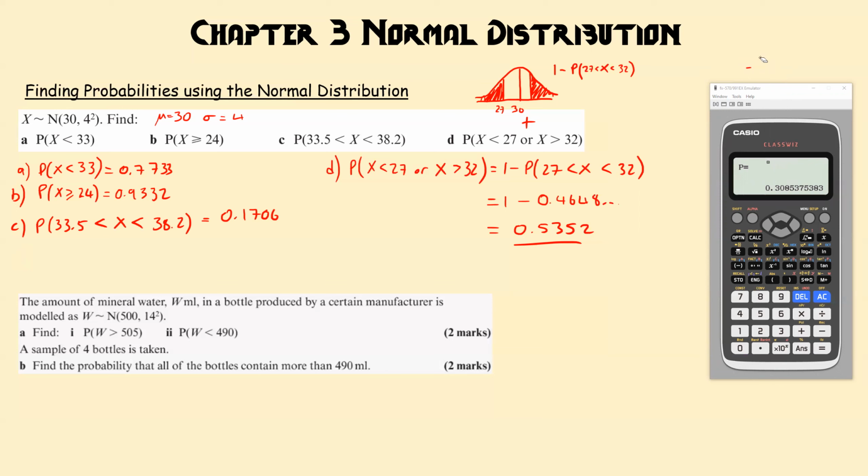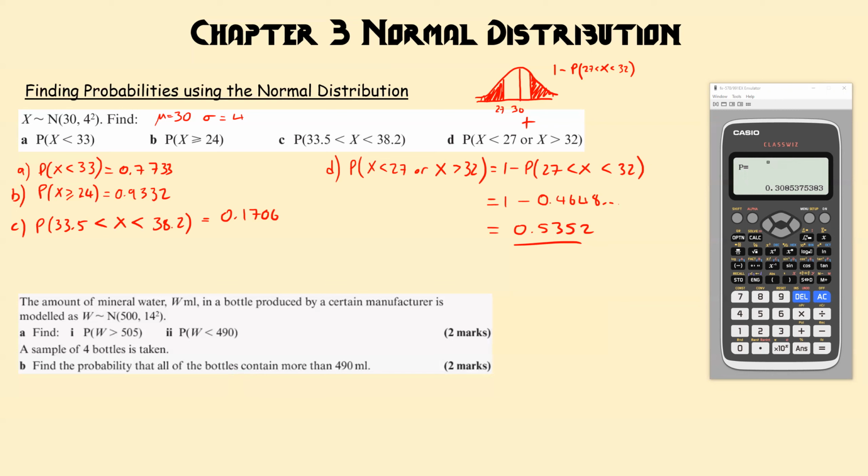So it doesn't matter which way you do that, it would work either way. And then finally, a bit more contextual now. The amount of mineral water in a bottle produced by certain manufacturers is modeled as this particular thing here. So we've got basically a 500 milliliter water bottle. Now we know it can be 14 above, 14 below, and we're okay there, which pretty much sums up real life. Sometimes you buy a bottle of water and it's got slightly more in it. Sometimes it'll have slightly less in it. I've never actually checked them all, but generally these machines aren't perfect.